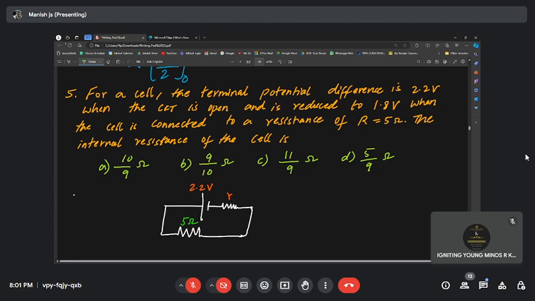Now here we have two pieces of information, two cases. Under open circuit, when the circuit is open, they are telling you that the EMF of the cell is 2.2 volts. So generally the EMF of the cell is 2.2. We will see the potential difference across the cell when 5 ohms is connected. Now here, I'm going to apply the concept of Ohm's law.